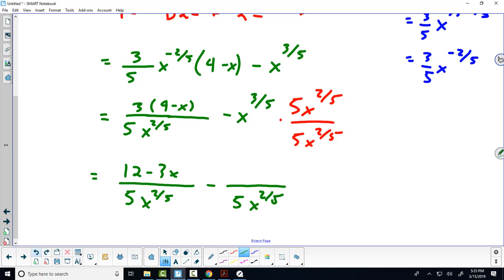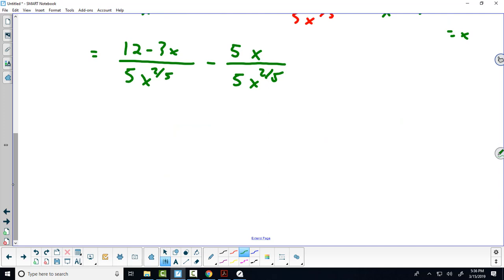But the real question is, what do I get in the numerator? Well, in the numerator, first of all, I'll have that factor of 5. And then off to the side, I'll calculate this. Notice when I multiply x to the 3/5 times x to the 2/5, well, I add the exponents and get 5/5, which is just x. So this is just a 5x here. So at long last, we've got two fractions with a common denominator, so we can just add their numerators. And so I get 12 minus 8x all over 5x to the 2/5.